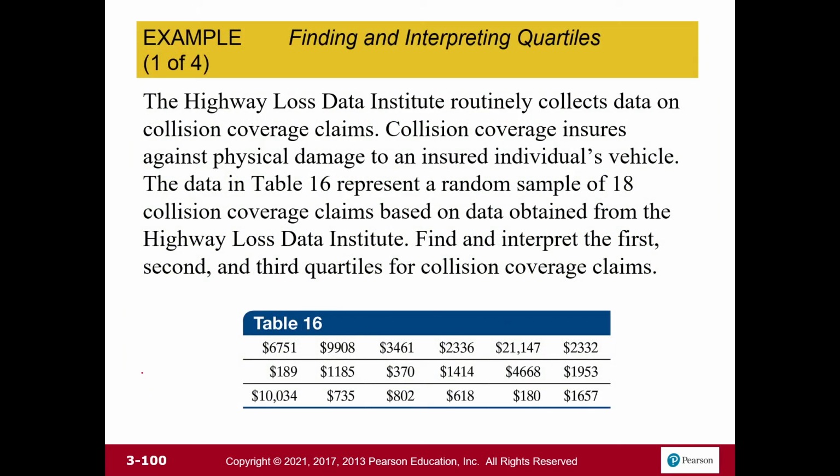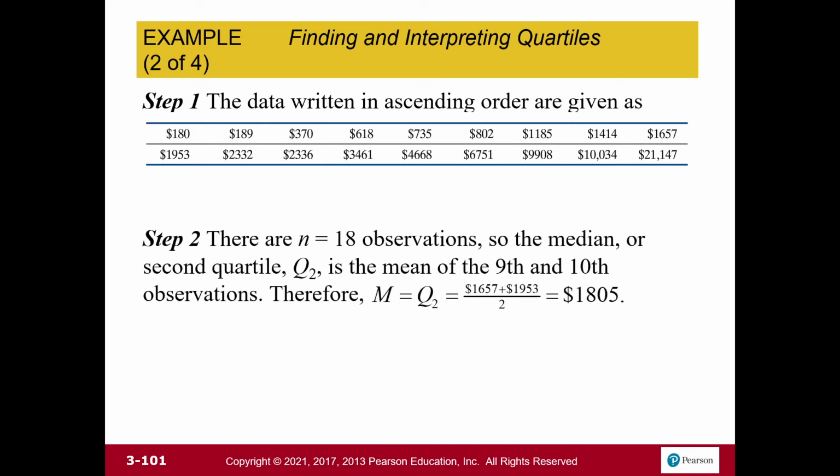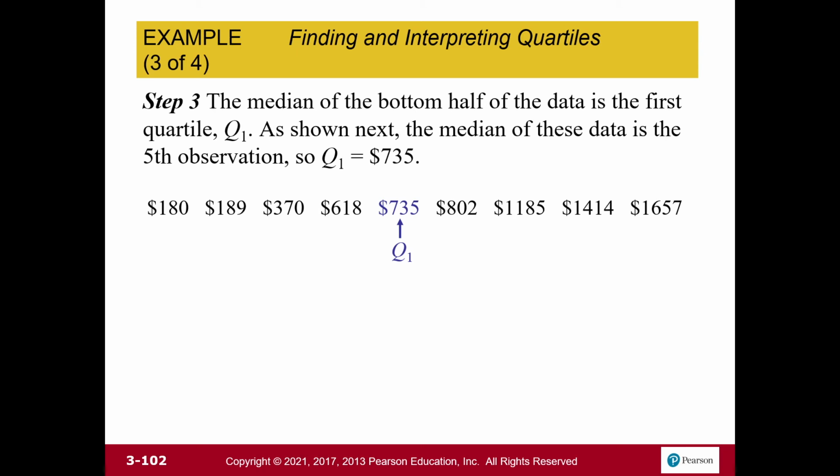So here's a data set, 18 values. Find and interpret the first, second, and third quartiles for collision coverage claims. Well, again, our calculator can compute this, but you should know how to do it by hand. First, they figured out the median, which is 735.